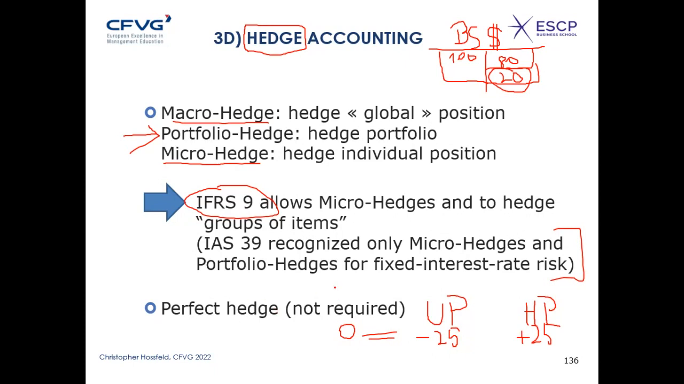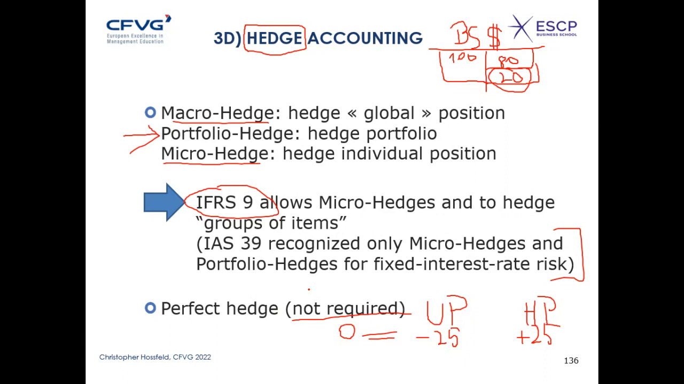However, perfect hedges are, first of all, not required for hedge accounting. So it's not mandatory to have a perfect hedge. And secondly, in real life, they rarely happen. Well, they can happen, of course, but most companies work with a non-perfect hedge. Why not? Well, sometimes it's simply not possible to do a perfect hedge. Or sometimes companies voluntarily don't want to hedge their position 100%.